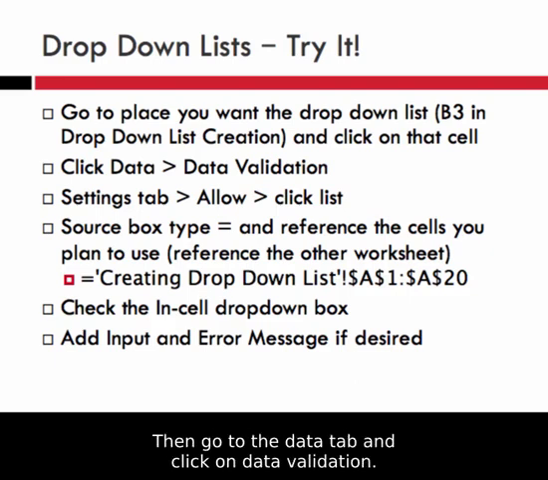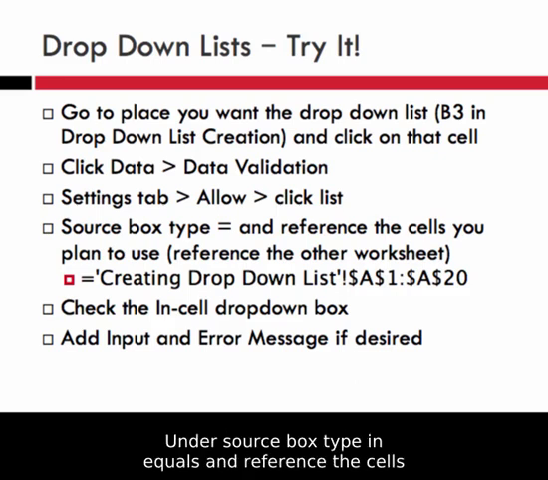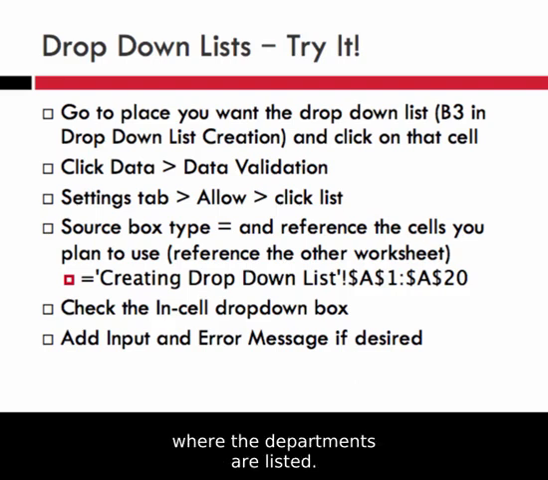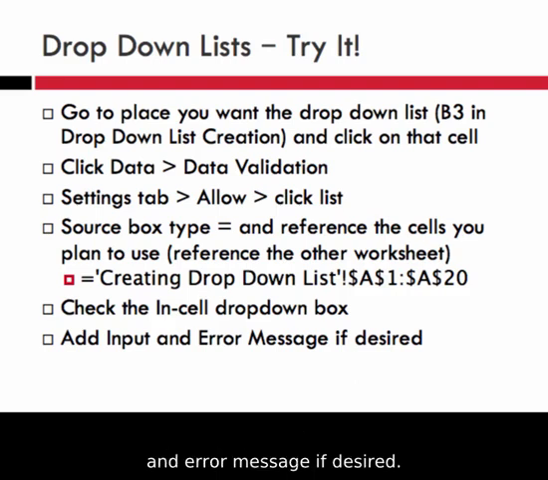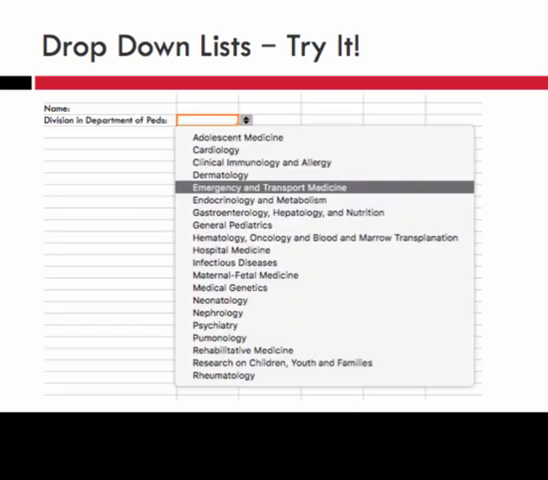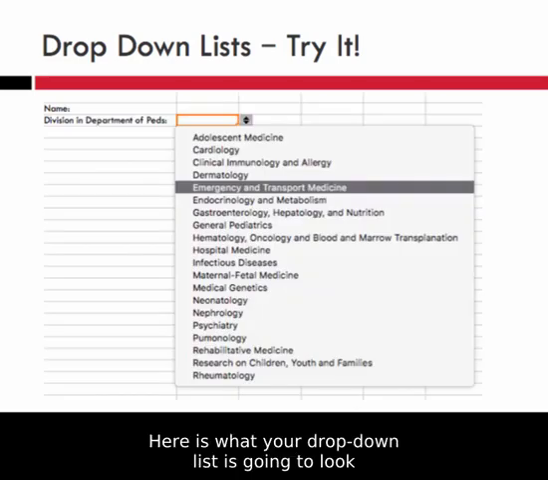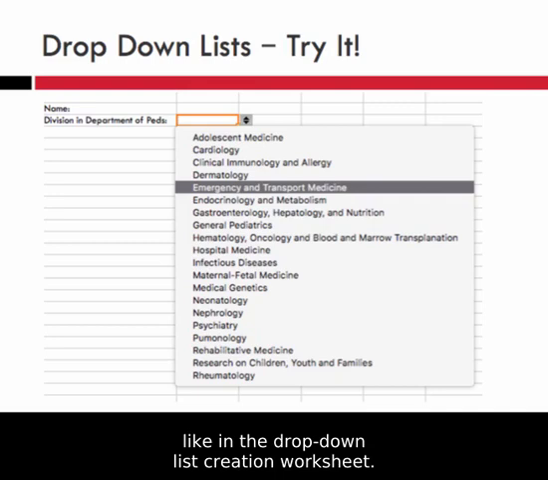Then go to the Data tab and click on Data Validation. In the Settings tab, under Allow, select List. Under Source Box, type in equals and reference the cells where the departments are listed. Be sure to check In Cell drop-down box and add an input and error message if desired. Here's what your drop-down list is going to look like in the drop-down list creation worksheet.